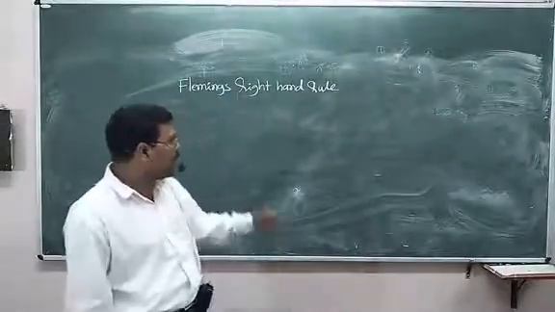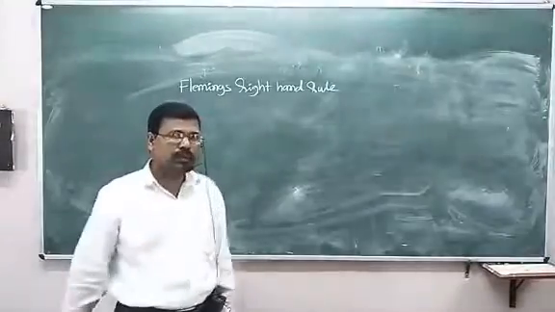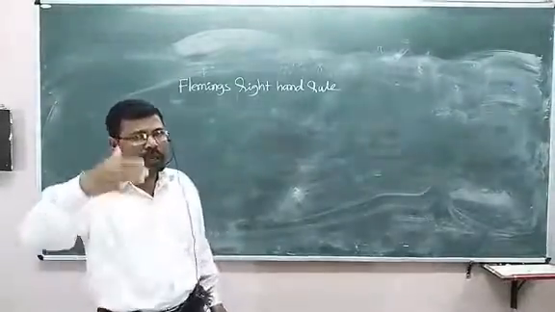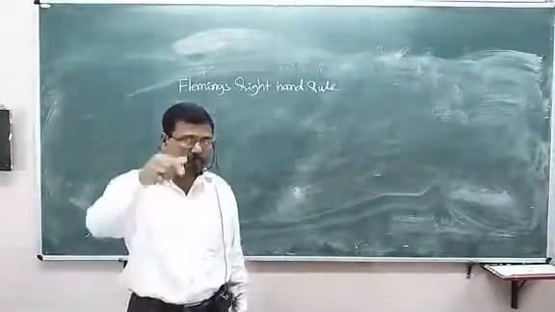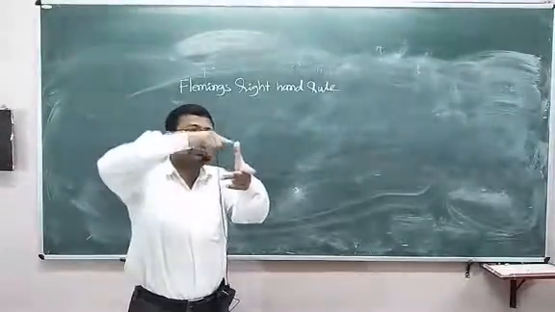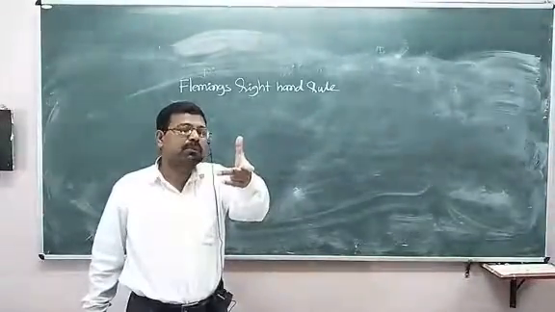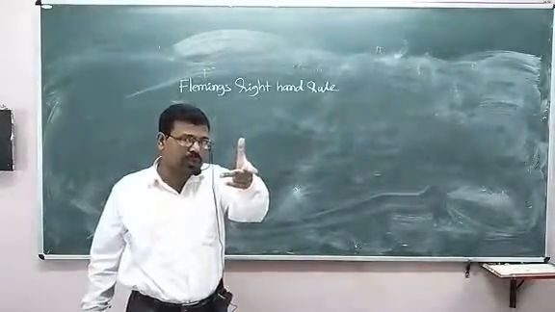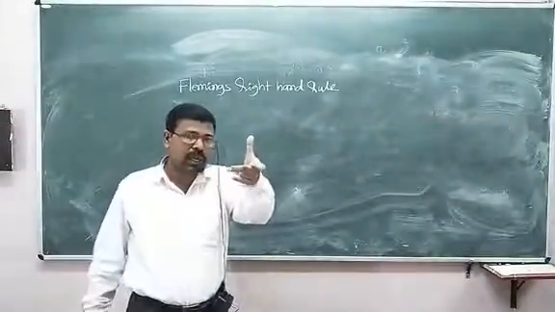In today's class, I am going to discuss a very important rule, Fleming's right-hand rule. First, how do we state Fleming's left-hand rule? In the previous class, we studied Fleming's left-hand rule and the DC motor, if you remember. Stretch the first three fingers of the left hand such that all three are perpendicular to each other. The thumb shows the direction of force, the forefinger shows the direction of magnetic field, and the central finger shows the direction of current.